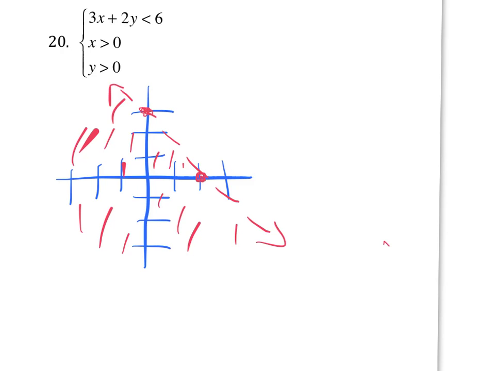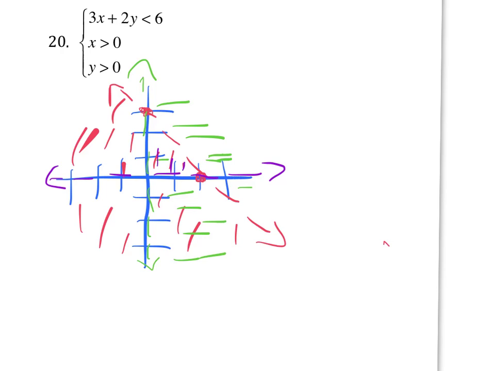Then I have the inequality, x is greater than 0, so that would be a dotted line on x equals 0, and I would want to shade to the right. And finally, I have the line y is greater than 0, so that would be the dotted line on the x-axis, and I'd want to shade above. So it looks like this solution set is located in this little triangular area.